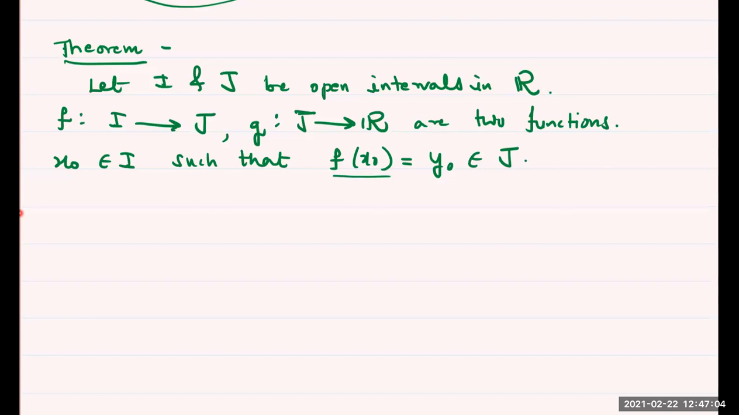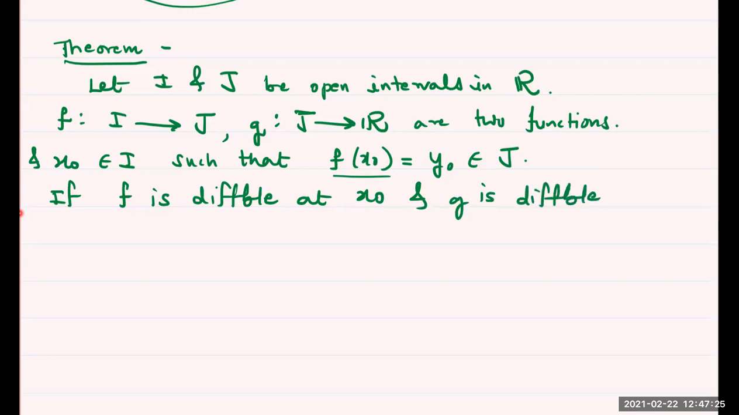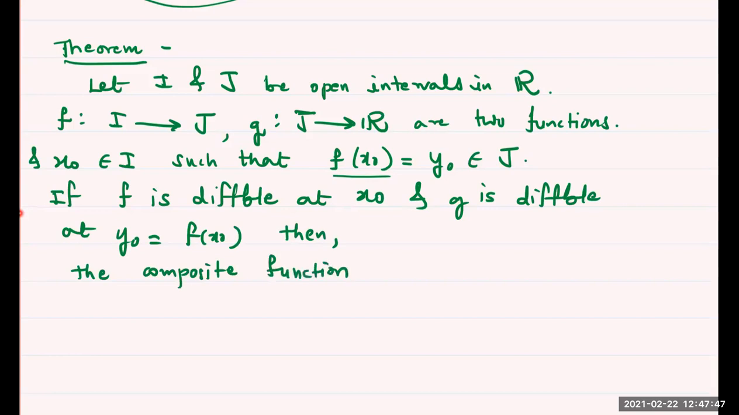So if f is differentiable at x naught and g is differentiable at y naught, which is f of x naught, then the composite function g o f, g of f, is like this.